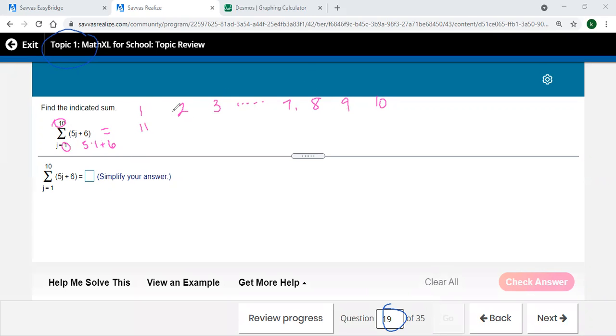The second term, you would put in a 2 for j. So 5 times 2, 10, plus 6 is 16. Let's jump up to like 9. So do the 9th term. The 9th term, 5 times 9, 45. 45 plus 6, I'm getting 61 if I'm doing that right. And the 10th term, 5 times 10, 50 plus 6.